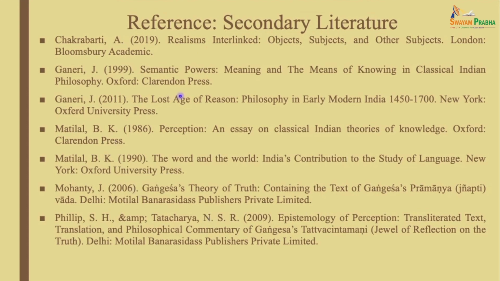Finally, a few references which are very, very important. This is nothing. I should have given you at least 1,000 books. I can't. That's why I give you some very important ones. Now, this Ganeri's Semantic Powers is very important for all the meaning related things, and this, The Lost Age of Reason, for all other analytic issues like inference and knowledge and stuff. Perception by Bimal Matilal, a very, very important book about almost everything. This is a guidebook. And also this one, very important about the study of language, Word and the World.